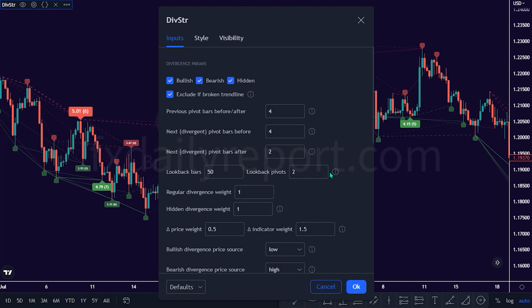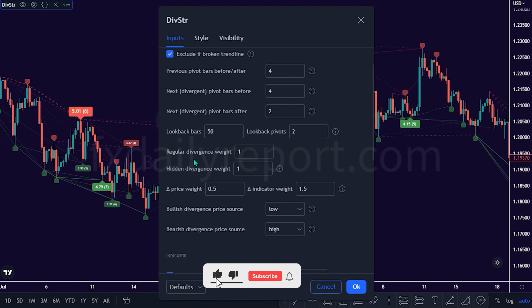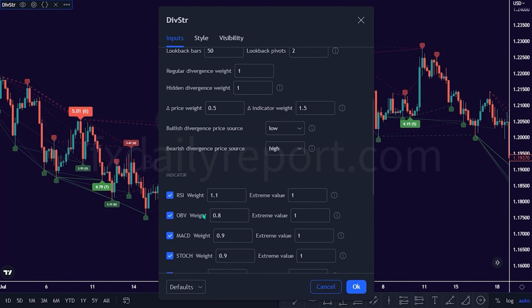Weights are simply multipliers. Regular divergence weight by default is 1. Hidden divergence weight by default is 1. Price weight by default is 0.5. This is multiplied by the price component. Price sources specify separate price sources for bullish and bearish divergence. Indicator weight by default is 1.5. This is multiplied by the indicator component. And other settings which make up the strength of divergence across multiple indicators.